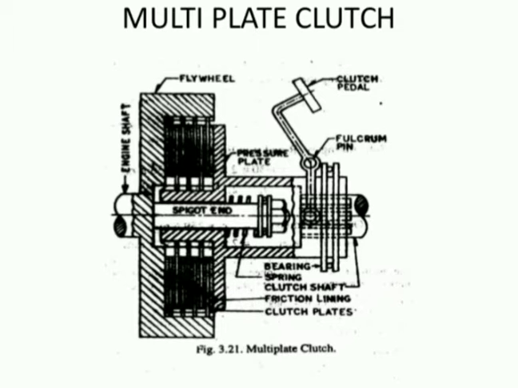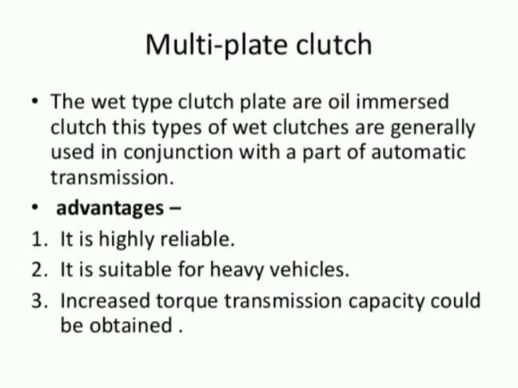It consists of flywheel, pressure plates, clutch pedal, fulcrum pin, bearing, spring, clutch shaft, fulcrum link, friction lining, clutch plates. Then there is an engine shaft and output shaft or clutch shaft. Then in multi-plate clutch, the wet type clutch plates are oil immersed. This type of clutch is generally used in conjunction with a part of automatic transmission. The advantages are it is highly reliable, it is suitable for heavy vehicles, increased torque transmission capacity could be obtained.